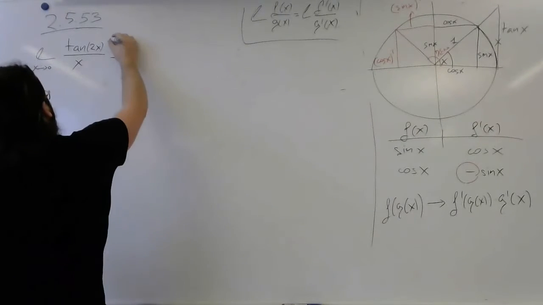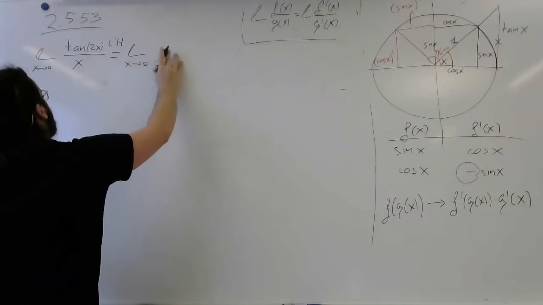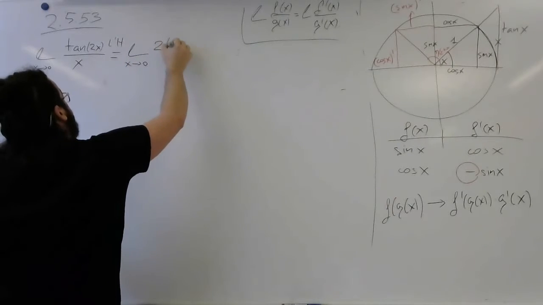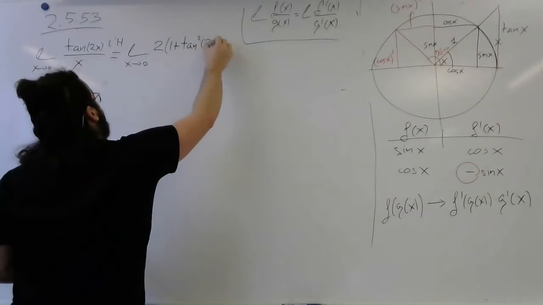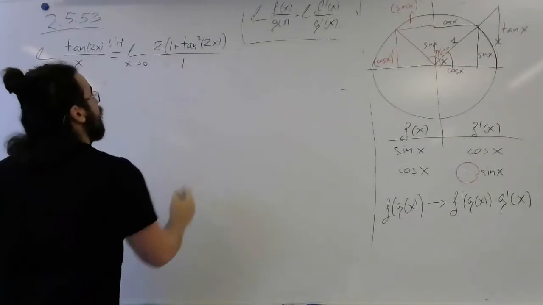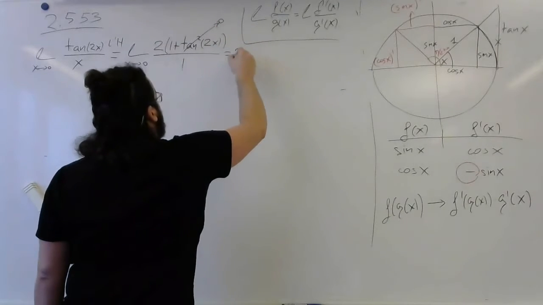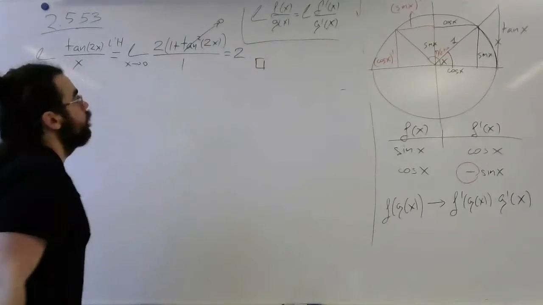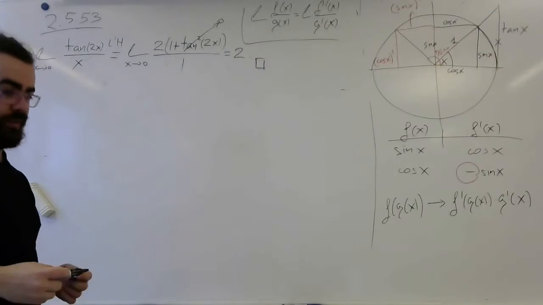Now, if we want to apply this rule, we have the limit when x tends to 0 of 2 times 1 plus tangent squared of 2x over 1, right? This tends to 0, and so the limit is 2. It's easy when it works. It's really easy when it works.